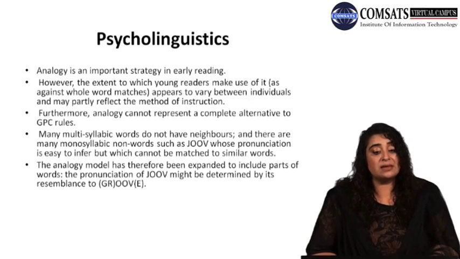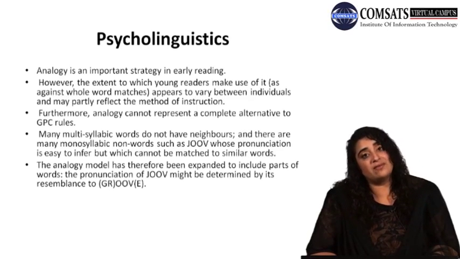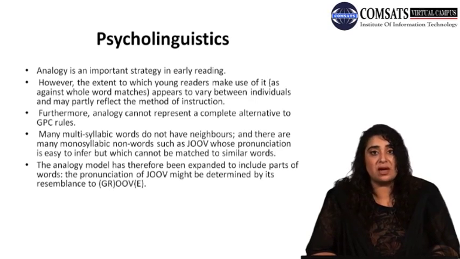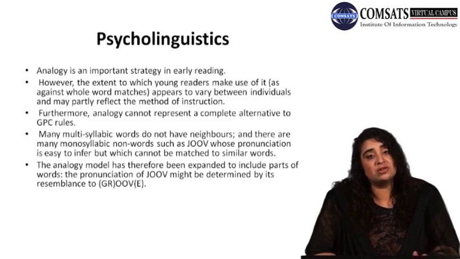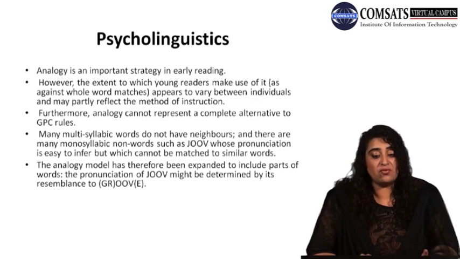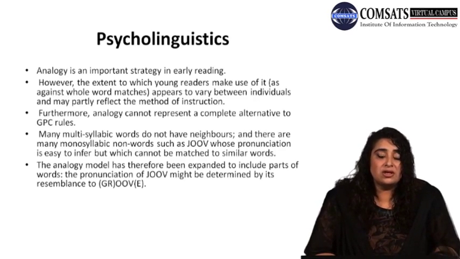So many multisyllabic words do not have neighbors. Some of the words don't have neighbors that would make pronunciation easy. And there are many monosyllabic non-words such as Jove, whose pronunciation is easy to infer, but which cannot be matched to similar words. So Jove, it's very difficult to match that with a different rhyming word that makes sense.